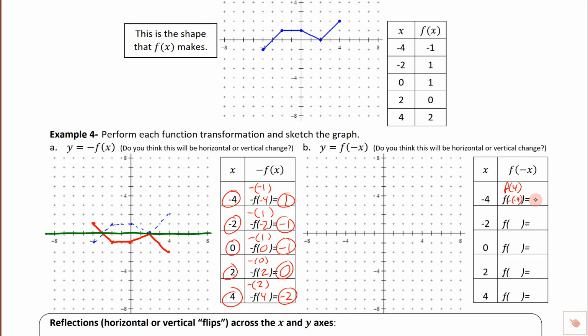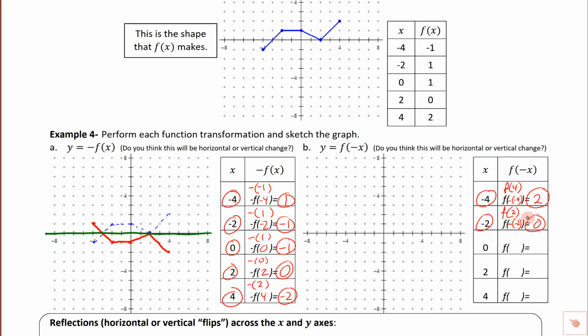F of 4 is 2. So I'm going to put a 2 right here. So we would graph 4, 2. Let's do the next one. This would be negative 2. So that would be f of 2. Whoops, make that look like an f of 2. So this is f of 2. And f of 2 is 0. So we would graph that one.